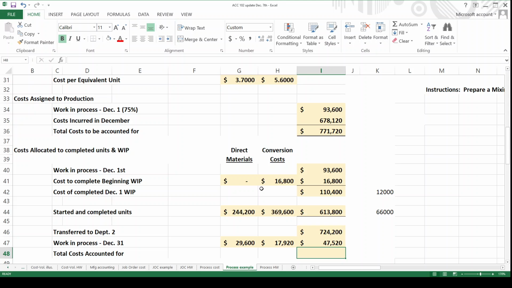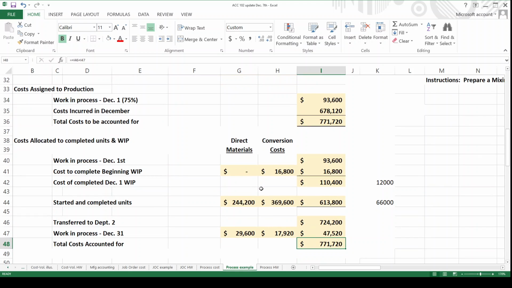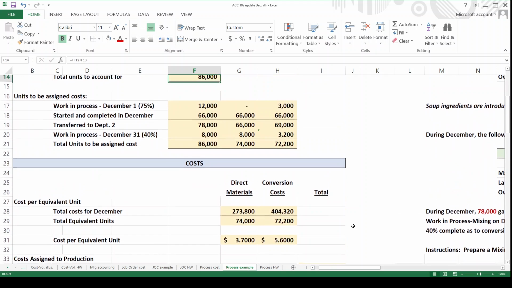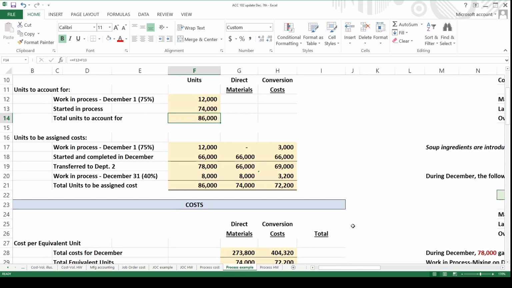And now for the big moment. I'm going to add these two numbers together. And it ties in, which makes us what? Happy. Okay. That's how you do the cost of production report. They have examples in the book. This is a FIFO basis. So the assumption is that you worked on the beginning inventory first and took X amount of dollars to finish it off, and then you went from there.